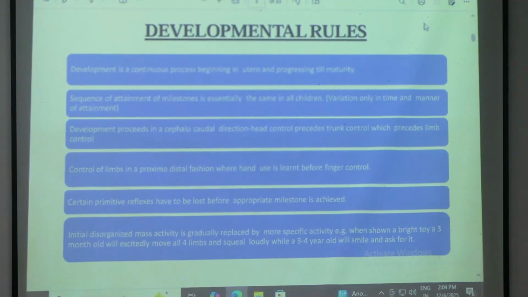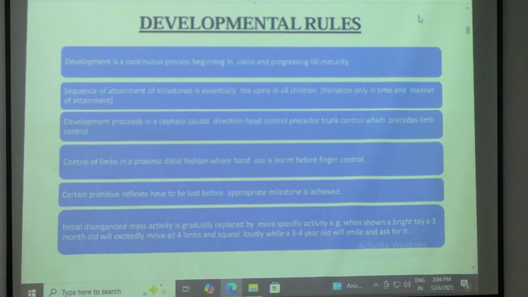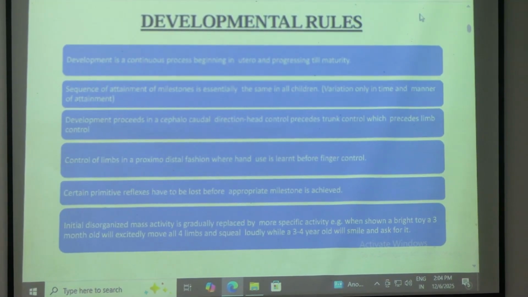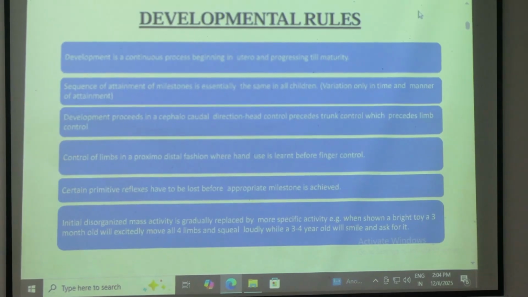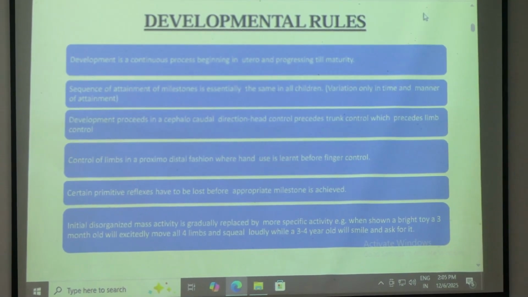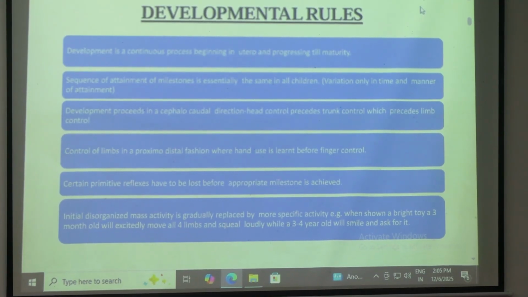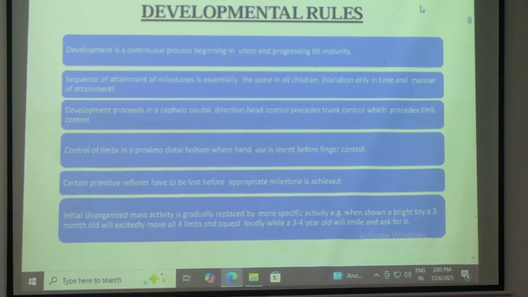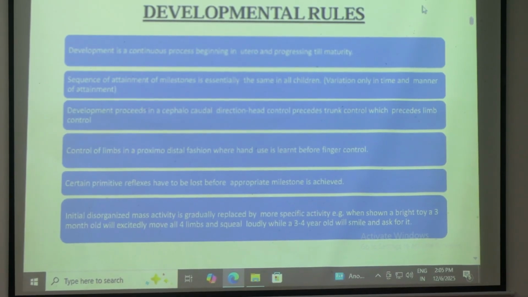Now, there are some rules which are followed in development. Number one, development is a continuous process, beginning in utero and progressing till maturity. Development starts from the uterus. The sequence of attainment of milestones is essentially the same in all children. Anybody from this age group will sit in the same age group. Development proceeds in cephalocaudal direction. I will tell you later what cephalocaudal direction is.